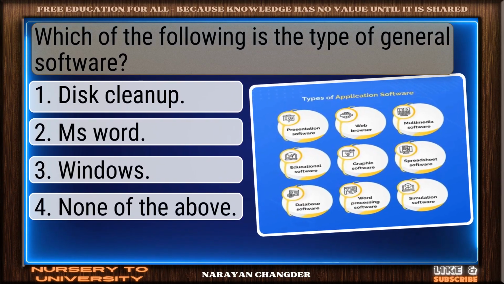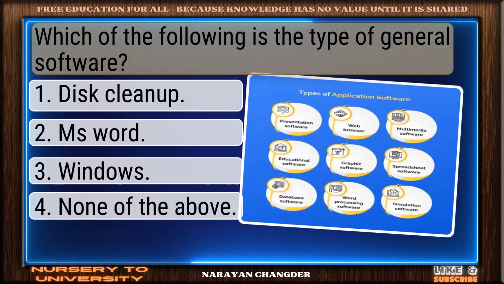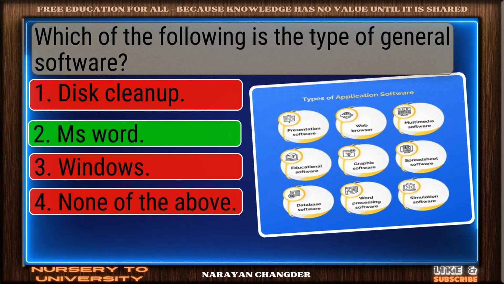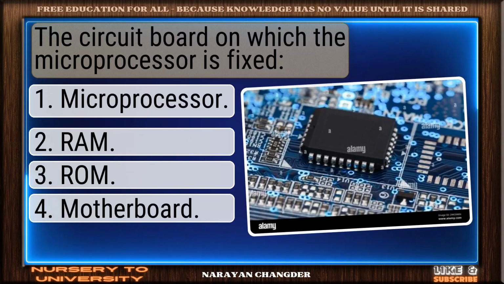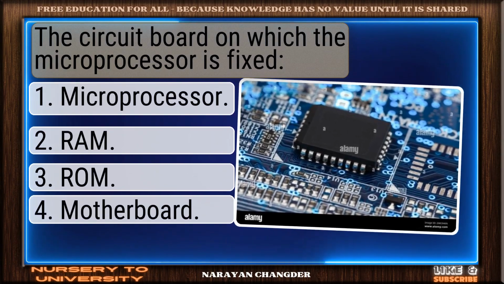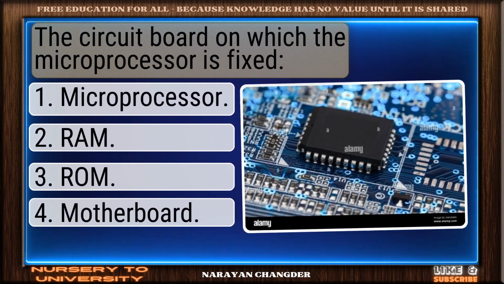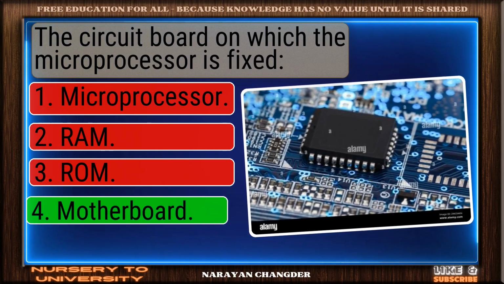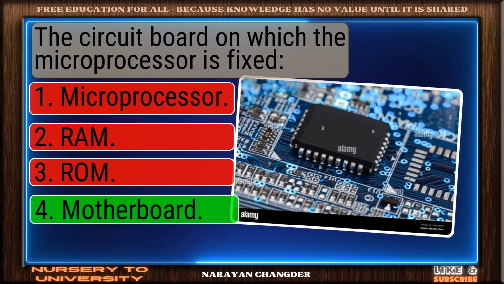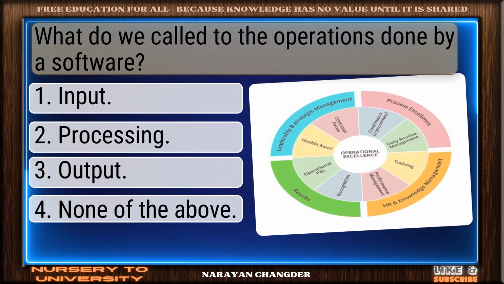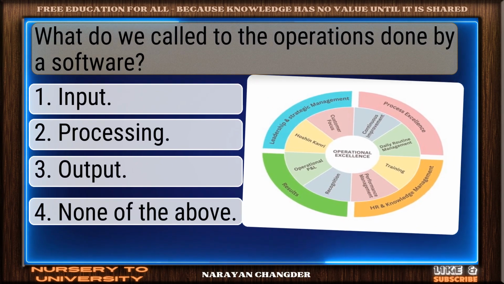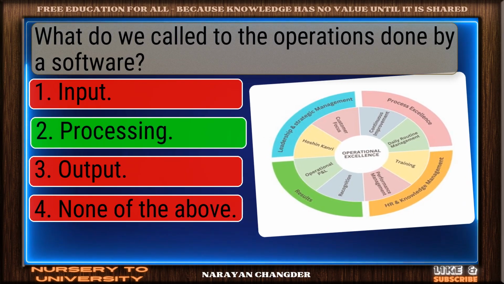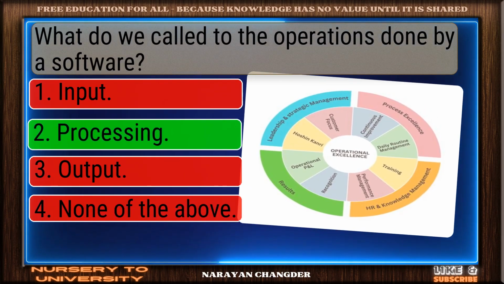Which of the following is the type of general software? Nicely done. Ms. Word is a solid answer. The circuit board on which the microprocessor is fixed. Strong choice. Motherboard is the right answer. What do we call the operations done by a software? Solid response. Processing is a valid choice.